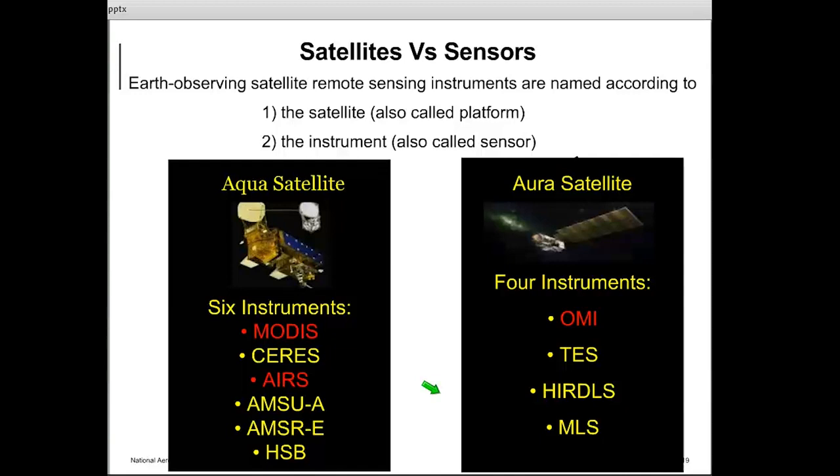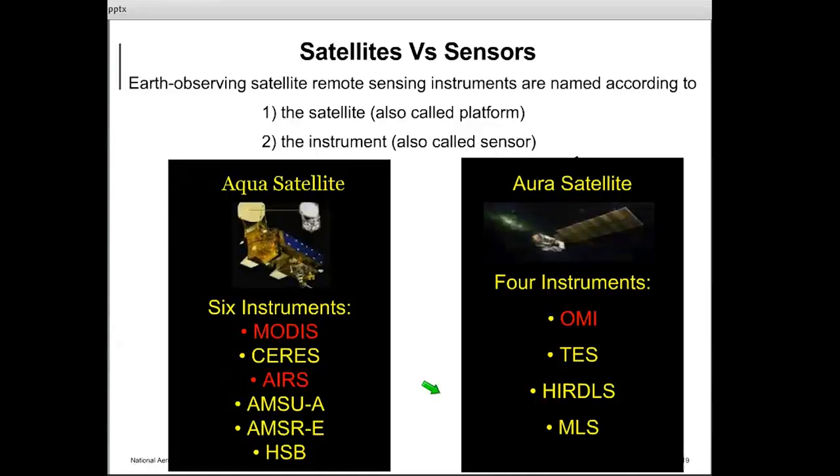So there are two terms here. One is satellite and one is sensor. The satellite is basically a platform on which we install sensors or instruments. So the satellite is a kind of carrier for the sensors. One satellite can have multiple instruments. In this case, for example, on the Aqua satellite we have 6 instruments, and on the other hand we have another satellite, the Aura satellite, which has 4 instruments.